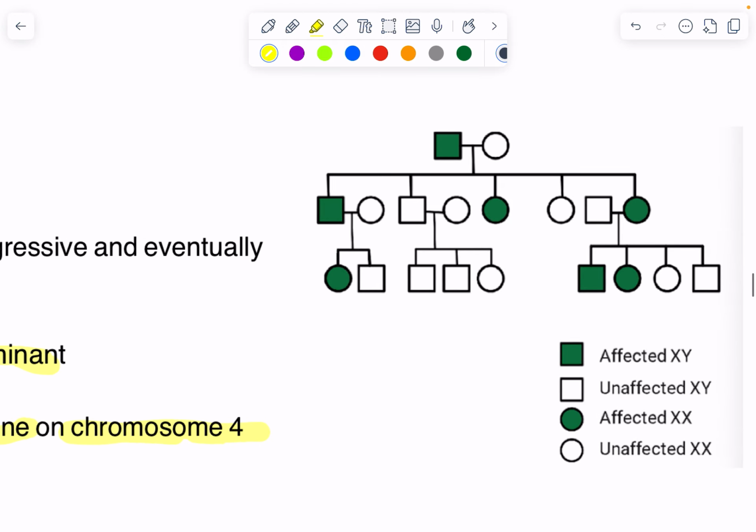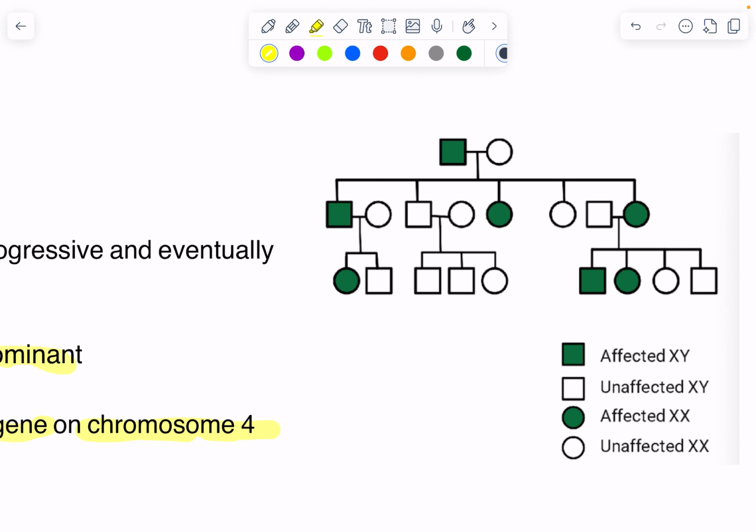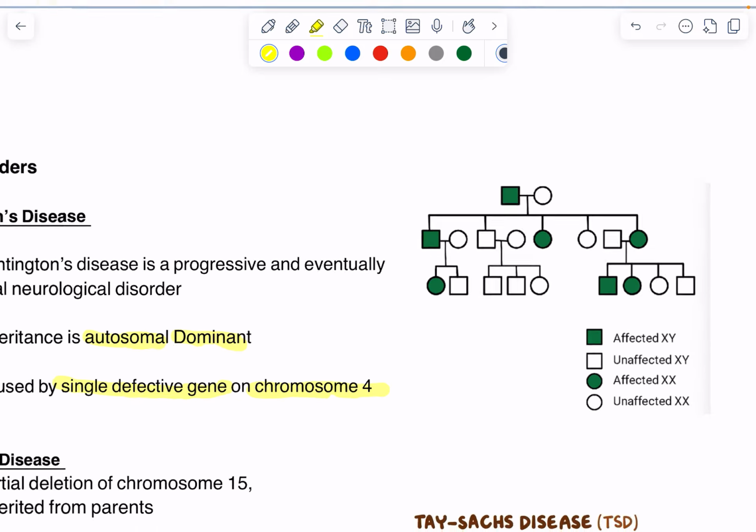And so we can do pedigrees or a pedigree analysis to determine the likelihood that offspring born from a couple have Huntington's disease. You could get genetic screenings for something like that too.